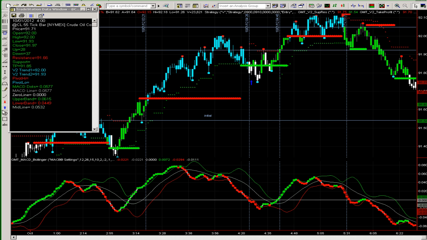So support resistance is where you get into the trade here, as we know, and then your stop doesn't move until your support bar prints. So this is your support bar here.